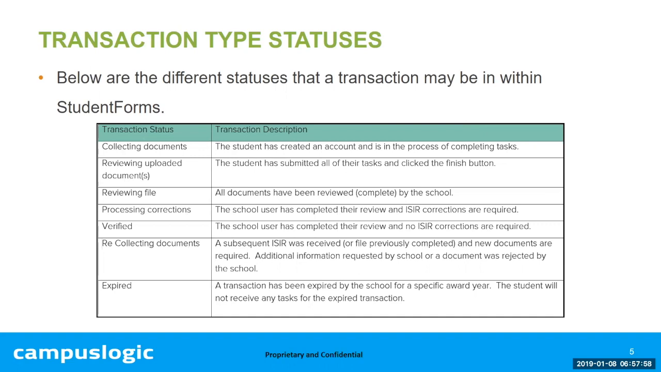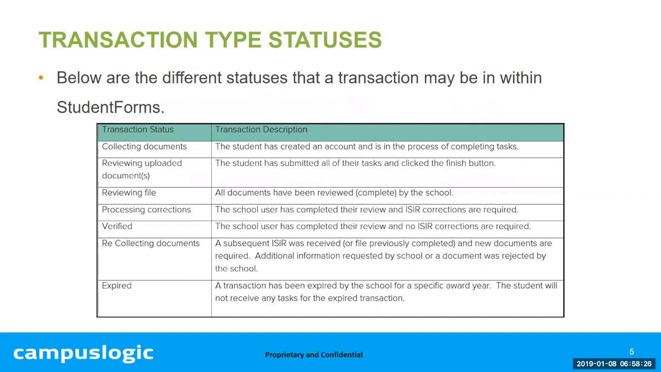Once all documents have been reviewed and completed by the school, it will go into a reviewing file status. And then once it's complete, it'll go into two different statuses depending on the situation with the student. If the student did have some corrections that need to be processed, it will go into processing correction status. If there were no corrections needed from that student, it will go into a verified status.